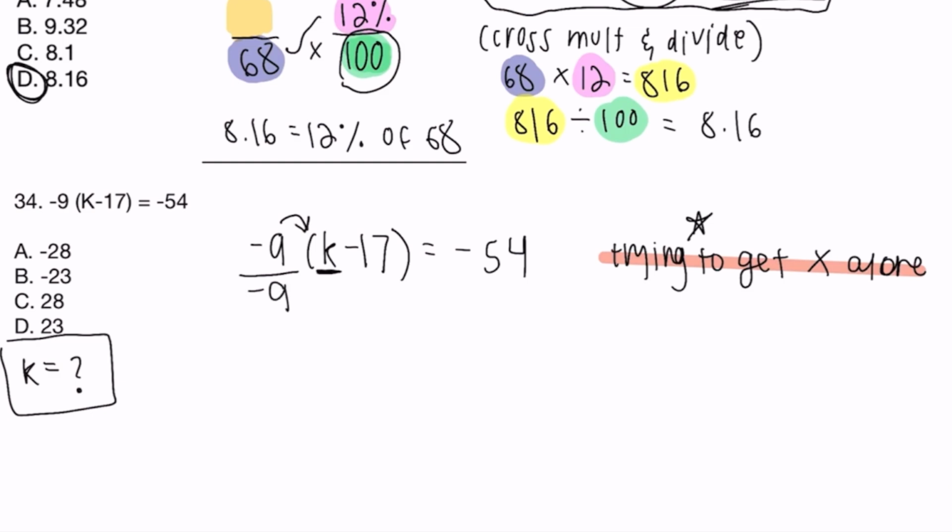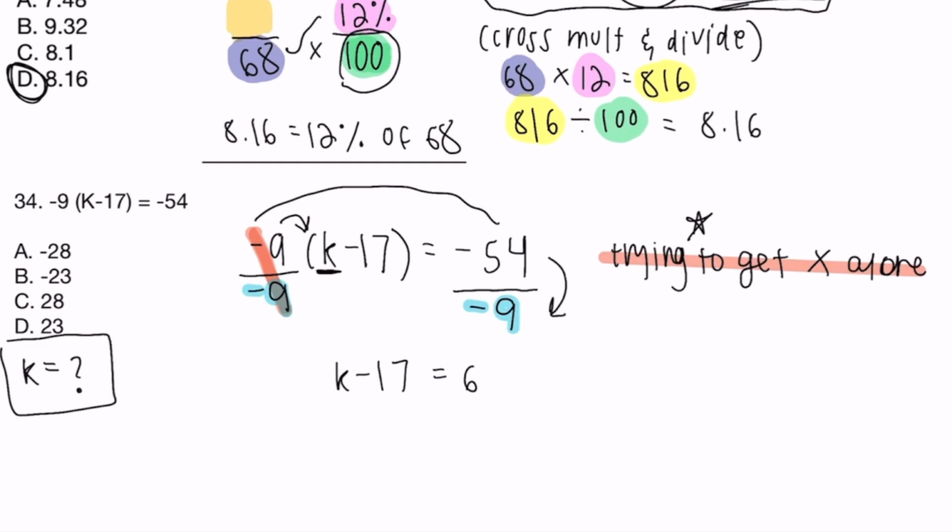Negative 9. And if I do it to this side, I'm going to have to do it to this side. So divided by negative 9. I'm going to cancel that out. I don't need that anymore. I zeroed it out. So now my new equation is k minus 17 equals 6, because negative 54 divided by negative 9 equals 6.